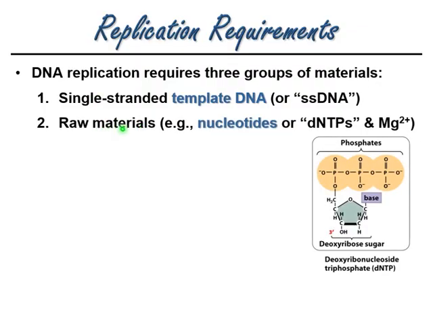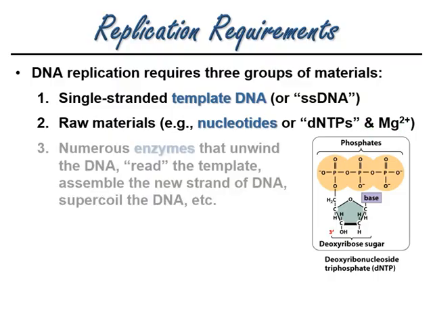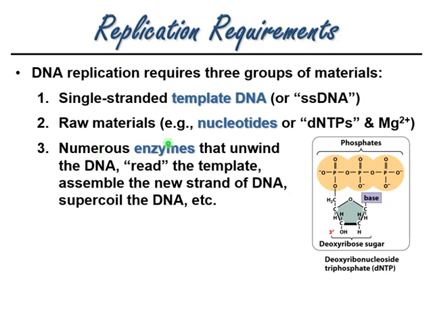Raw materials, obviously you need to have nucleotides, so they're known as dNTPs, N being a variable for A or G or C or T, and d for deoxy. So these are your deoxyribonucleotide triphosphates. You need other things, magnesium. We won't get into the chemistry of it, but you need a number of other things as well. And then, of course, you need enzymes.